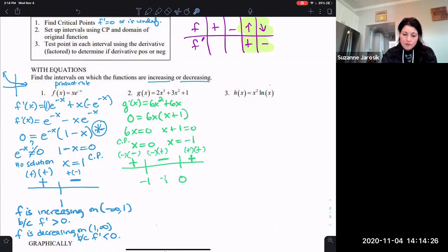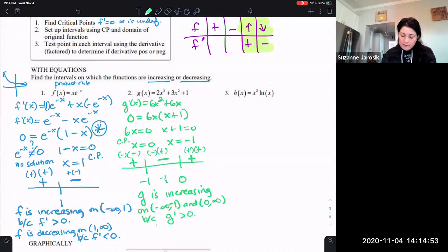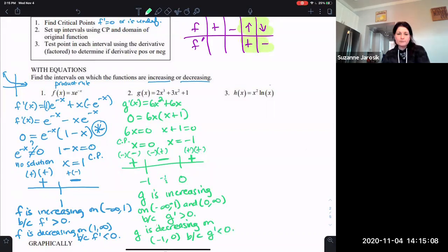All right, so let's write up our answer. So we could say that g is increasing, and we can combine our increasing intervals, meaning g is increasing on negative infinity to -1, and from 0 to infinity, because g prime is positive. g is decreasing on -1 to 0 because g prime is less than 0.